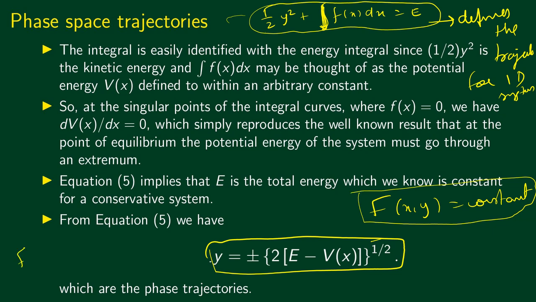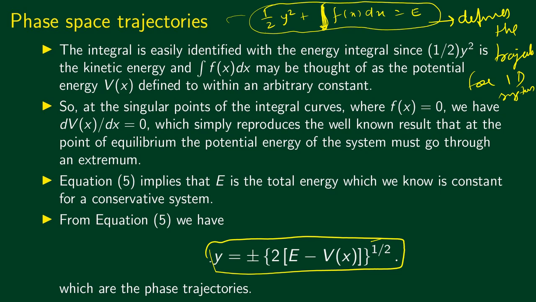For example, f of x comma y comma z is equal to constant would be a surface in the three dimensional space. But in two dimensional space, the surface is actually a line. And what is this line? This is the trajectory of the system. So that's what we are saying: this energy equation actually defines the trajectory for a one dimensional system.